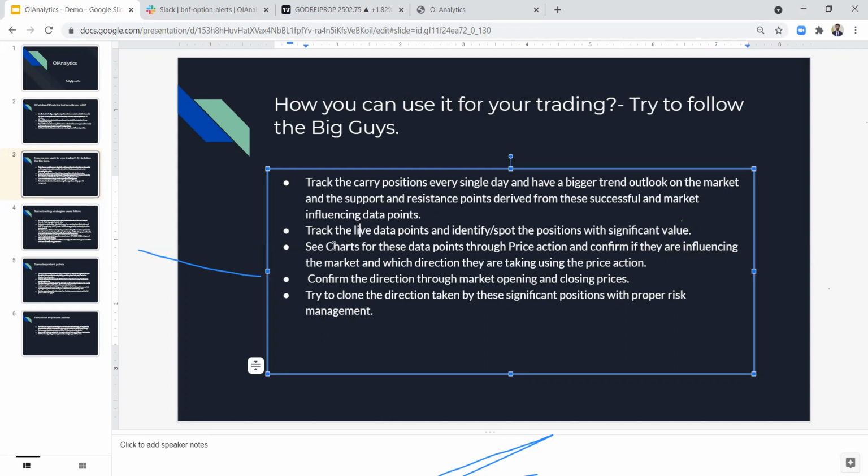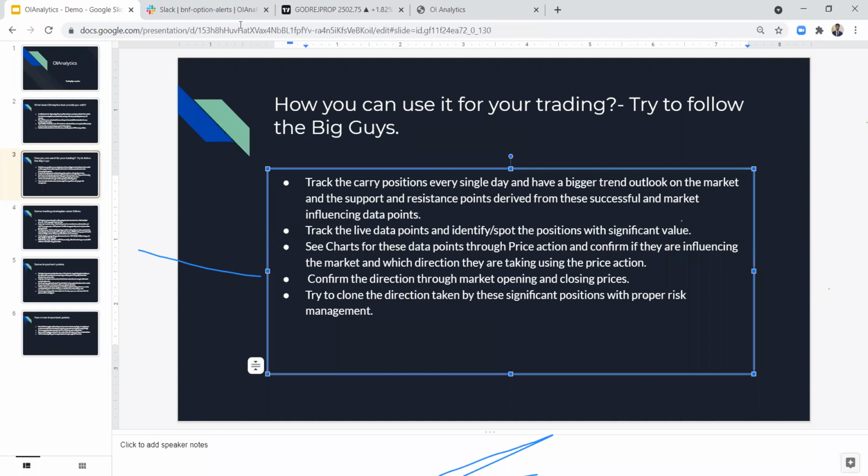So after you do that, you can see the charts for these data points through price action and confirm if they're influencing the market and which direction they're taking using the price action, right? So this is a little bit subjective because checking the charts and concluding whether it is influencing or not during intraday is a little bit complicated for a beginner because it is a discretionary approach. It is not a rule-based approach, right? So to avoid that for beginners, we suggest that you confirm the direction through market opening and closing prices.